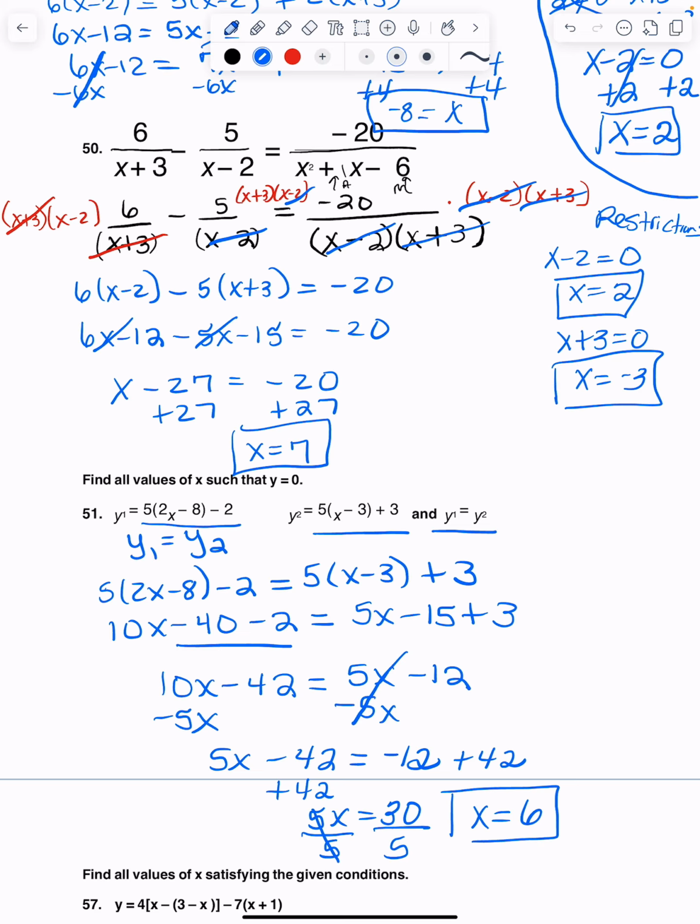So all you have to do on these is look at what they're asking you. Most of the time it'll say y1 equals y2. It might even say y1 plus y2. Then you would just add them together. If it said y1 minus y2, you would subtract them. Just be careful if you were subtracting. Remember, anytime you have a subtraction in front of an expression, you need to use parentheses.